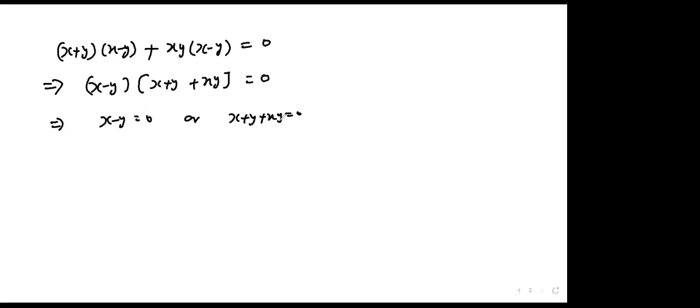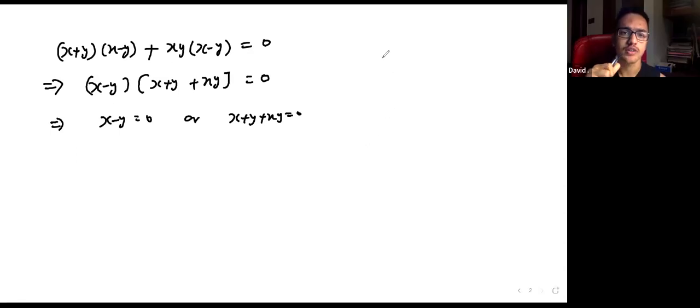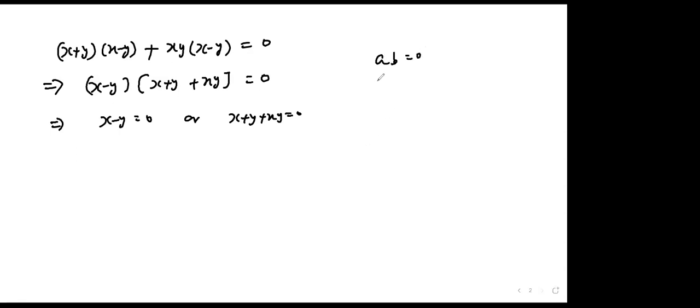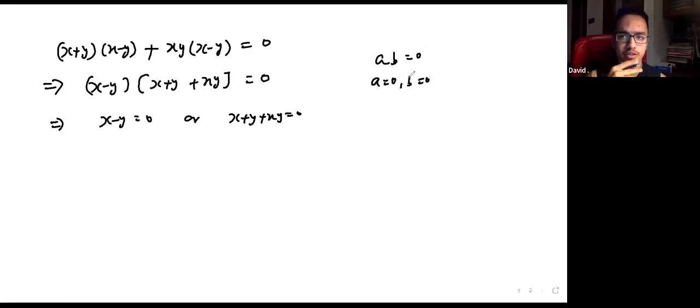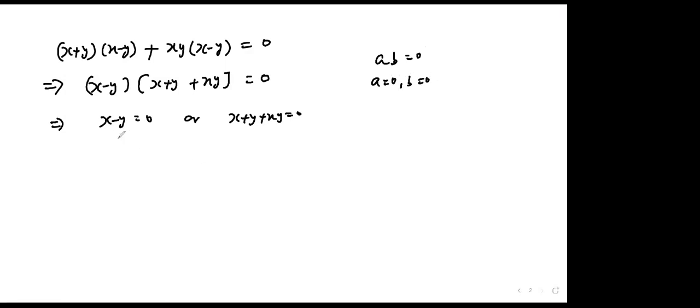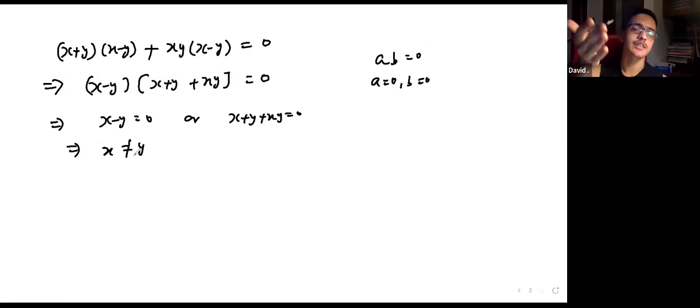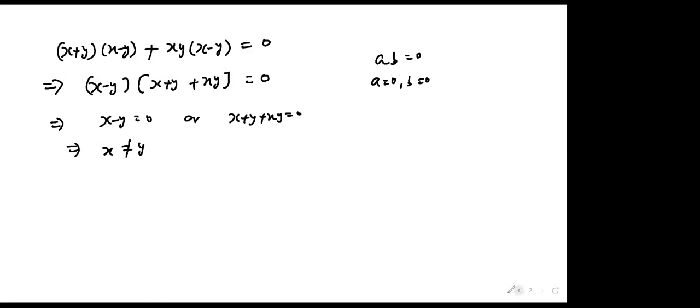Did you understand the last step, David? Yes, sir, I have. When we have AB equals to 0, that means either A equals to 0 or B equals to 0. Or both the zeros, in fact. So that means x equals to y. Is it possible, x equals to y? No, it's not possible.